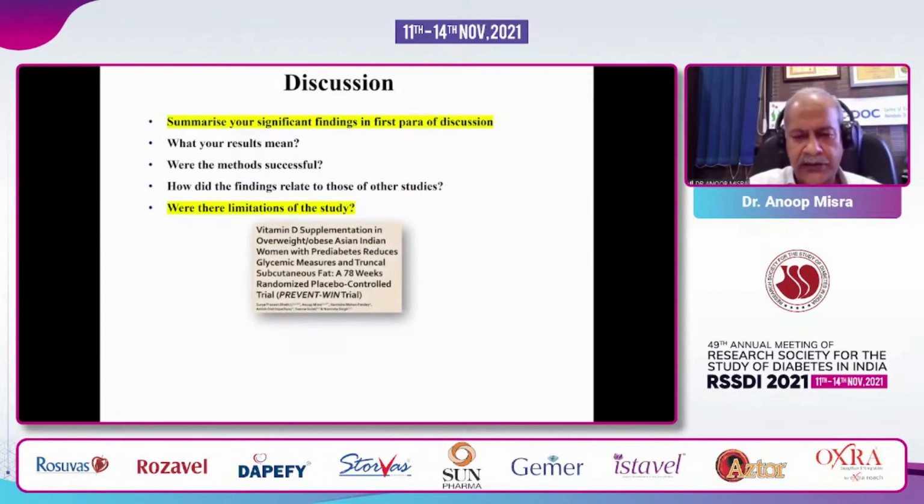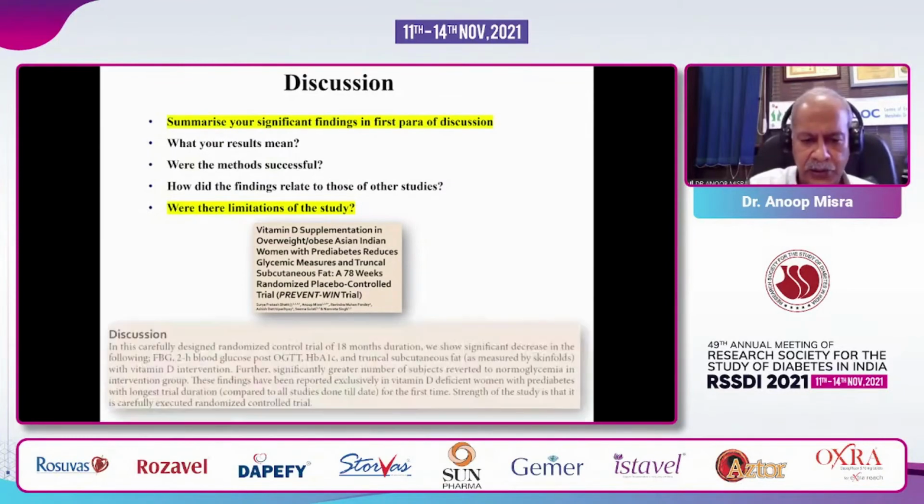So look at this. Vitamin D supplementation in overweight, obese Asian Indian women with pre-diabetes. We have published this paper, and look at the first para. In this carefully designed randomized controlled trial of 18 months duration, we show significant decrease in the following: fasting blood glucose, 2 hours blood glucose post OGTT, A1C, truncal subcutaneous fat as measured by this, and vitamin D with vitamin D intervention. Further, significantly greater number of subjects, etc. So in 4 or 5 lines, you get the whole gist of the paper. And then if I have to go further, what is the significance of skin fold in this, then I'll read the further discussion.